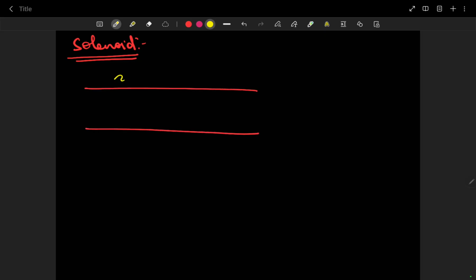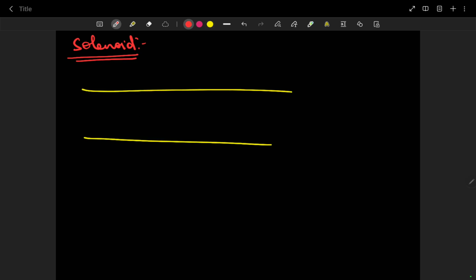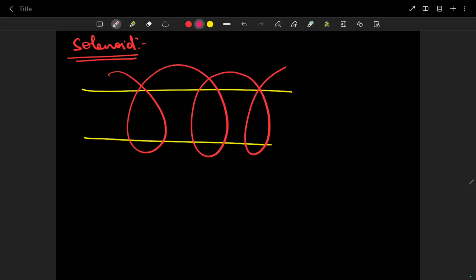Now the next case is of a solenoid. You would have seen a solenoid in your grade 10 also, in the chapter magnetic effects of electric current, right? So there you have a core basically. Let's assume yellow, I'm drawing my core with yellow, and on this core you're going to wrap the wire, right? Let's assume this is how we wrap the wire.